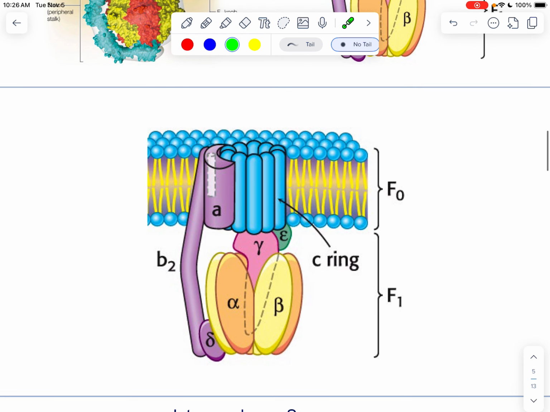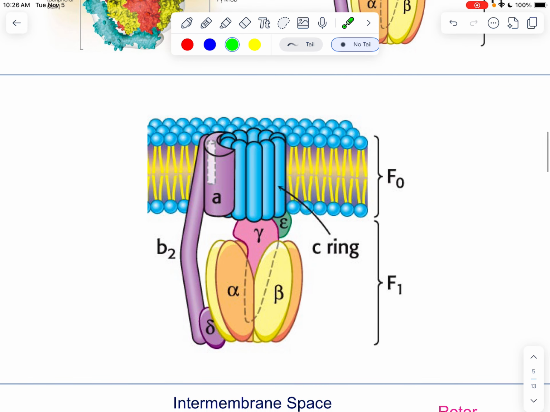Okay, so to look at this, we need a common terminology. So first of all, let's orient ourselves. So we have up here the matrix, and we have down here the intermembrane space.